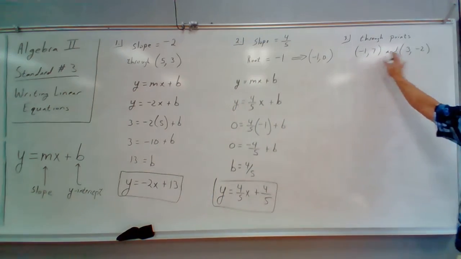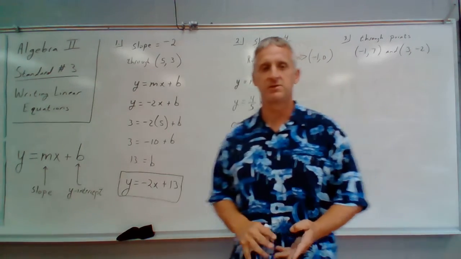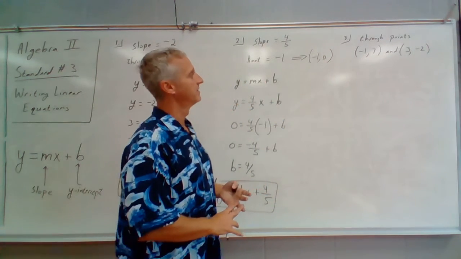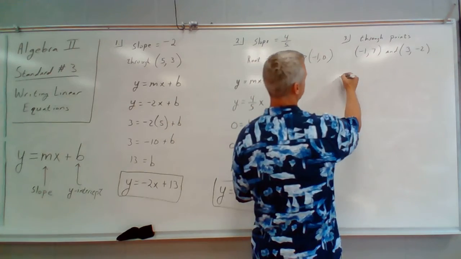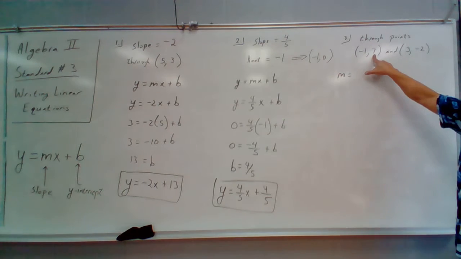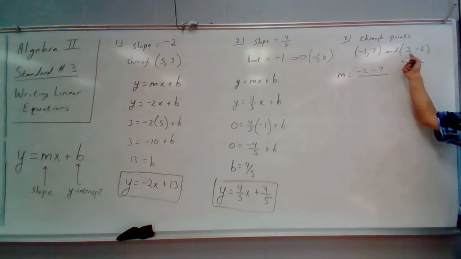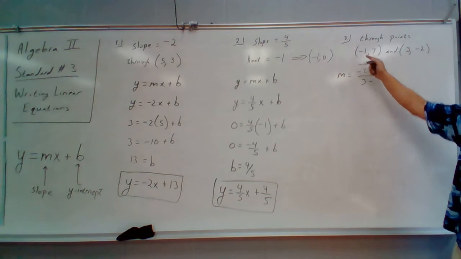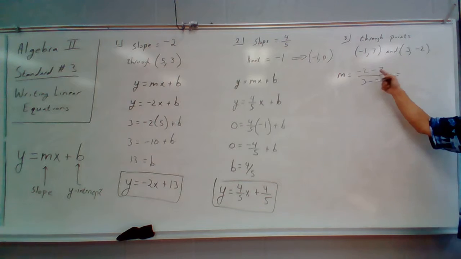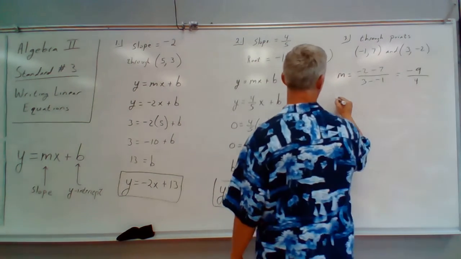Third example, equation of a line that goes through these 2 points. So here I don't tell you the slope or the y-intercept. So our first goal is to figure out what the slope is. So slope is y2 minus y1 over x2 minus x1. So -2 minus 7, and 3 minus -1. -2 minus 7 is -9. 3 minus -1 is 4. So my slope is -9/4.